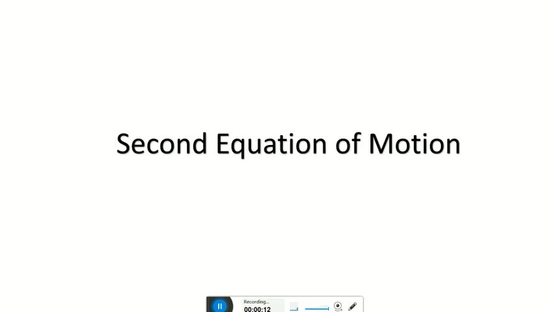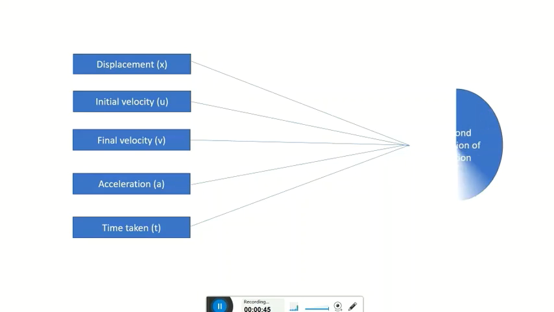Let us study the second equation of motion. We know that displacement x, initial velocity u, final velocity v, acceleration a, and time taken t are interrelated, and in order to determine the nature of the relationship between these terms, we derive the equations of motion. So let us derive the second equation of motion. For that, we ignore final velocity v and we try to find the relation between displacement, initial velocity, acceleration, and time t.